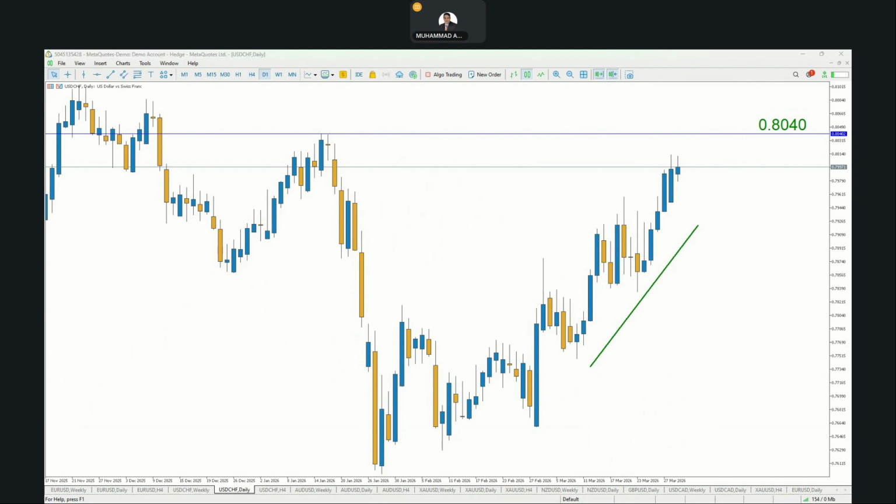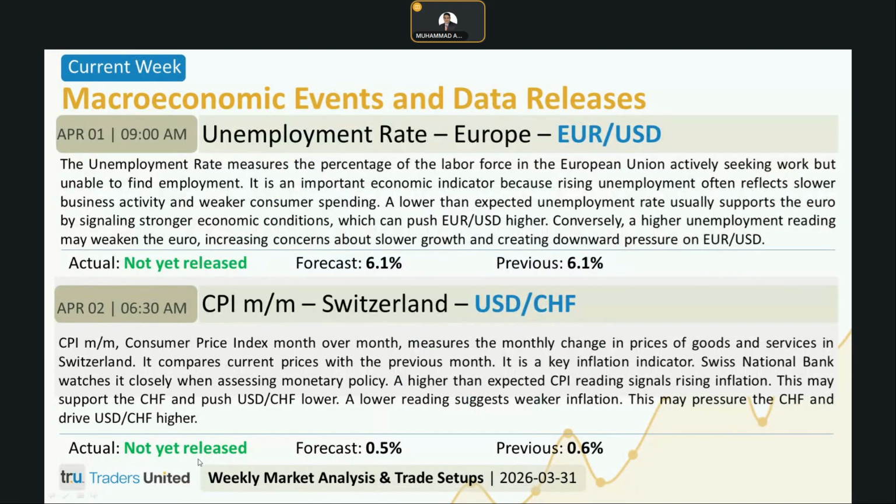So the CPI, I would say, when we get an actual number regarding the CPI, we'll see how the market is going to react. But I would say this 0.5% number shows a slow economic activity. So the forecast of 0.5% is not good. The previous number was 0.56%.